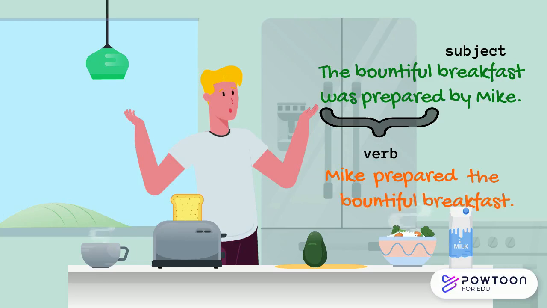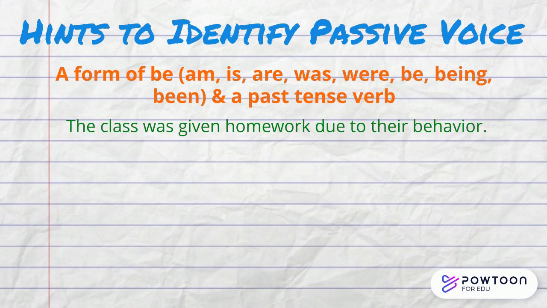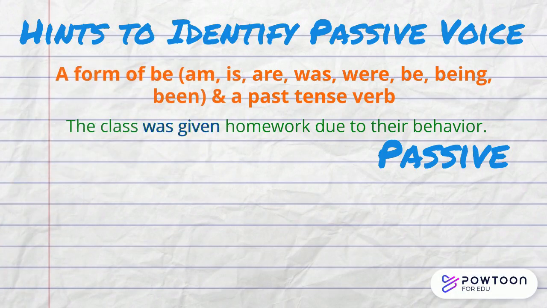There's a big tip to help identify passive voice. If you see a form of be followed by a past tense verb, the voice will be passive. For example, the class was given homework due to their behavior. In this sentence, the verb is was given. Was is a form of be, and given is past tense. That means passive voice. Let's do a quick check. Did the class give the homework, or was the work given to them? Right, the class is receiving the action, so that's passive.